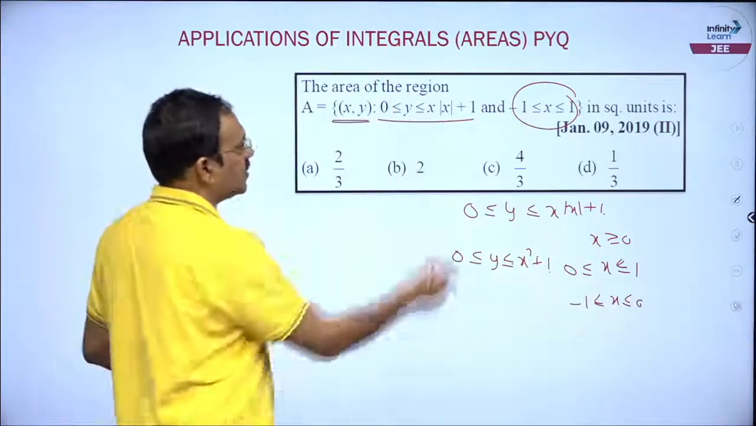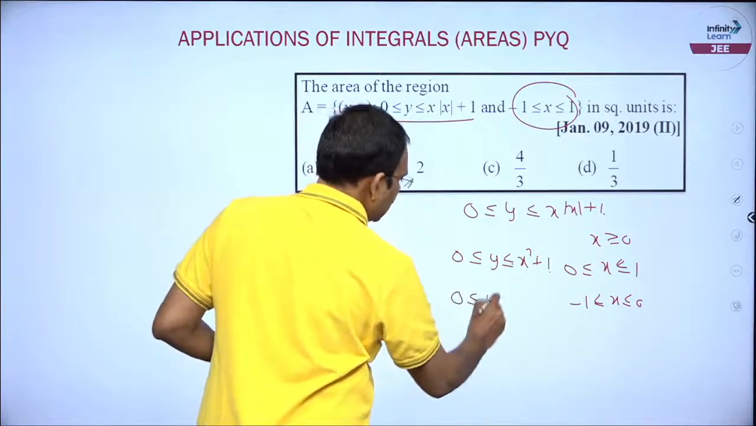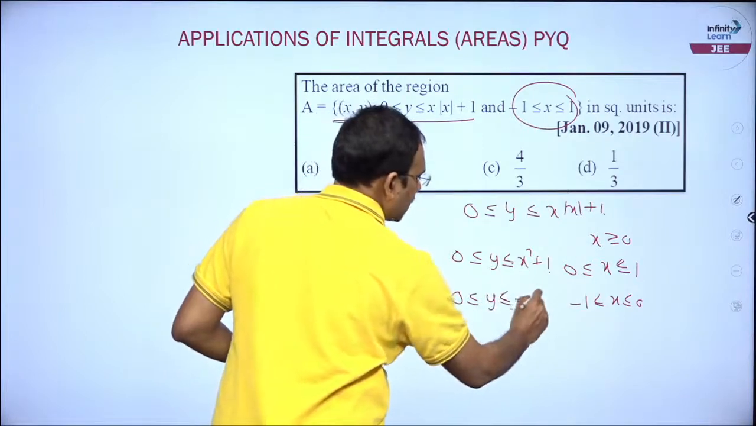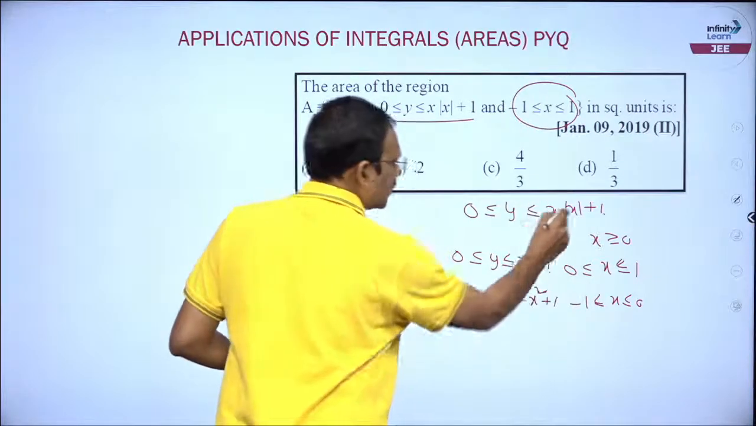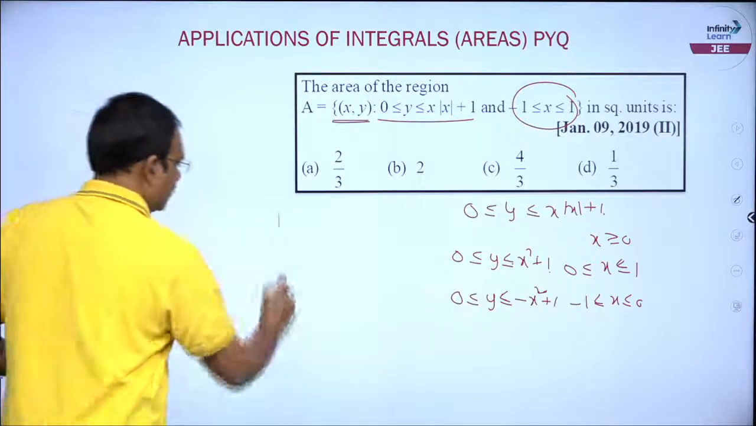In this case, friends, mod x is negative. So, 0 less than or equal to y less than or equal to, I can say minus x square plus 1 because mod x becomes minus x. Now, you just try to draw the graph, friends.